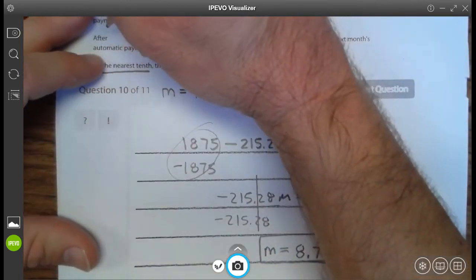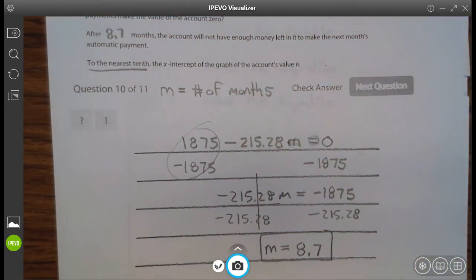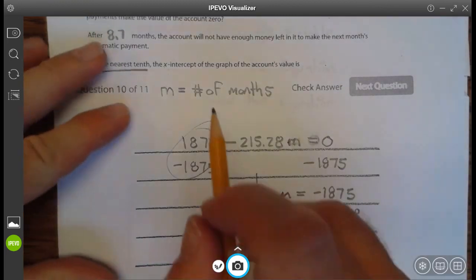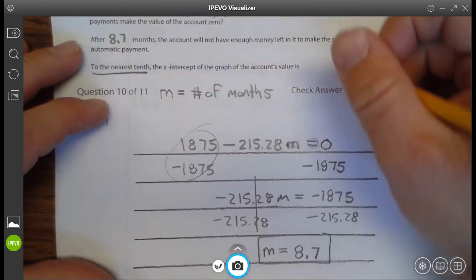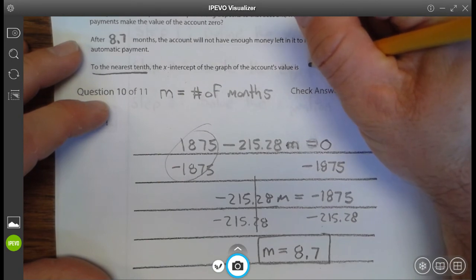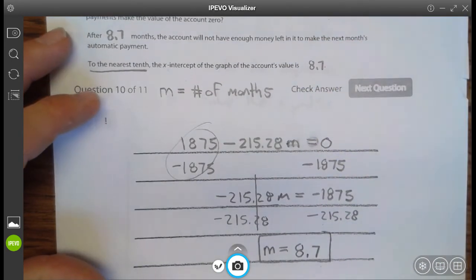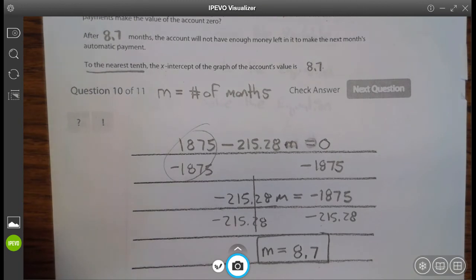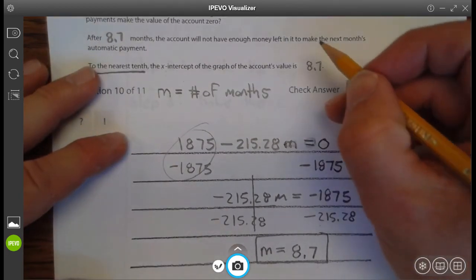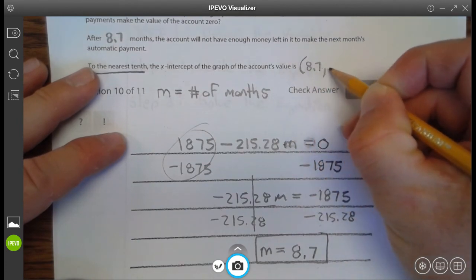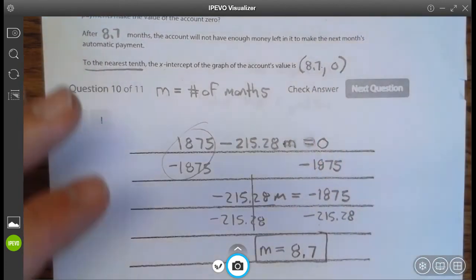So after 8.7 months, the account will not have enough money left to make the next month's automatic payment. Now, the x-intercept is when it hits 0. So the x-intercept would be 8.7. Now, what's also acceptable when we talk about x-intercept is we could actually write it as a point, 8.7 comma 0.